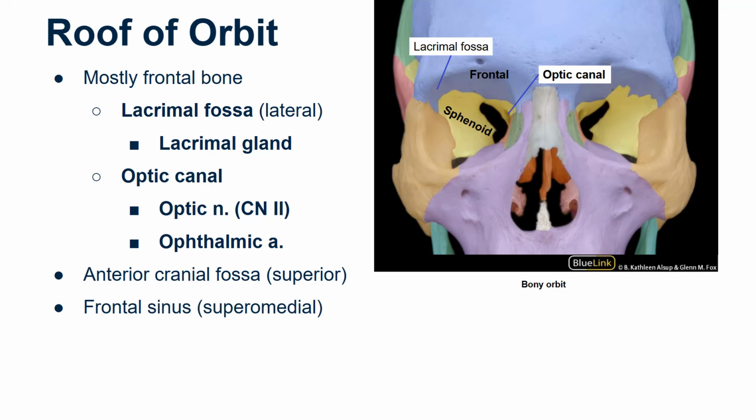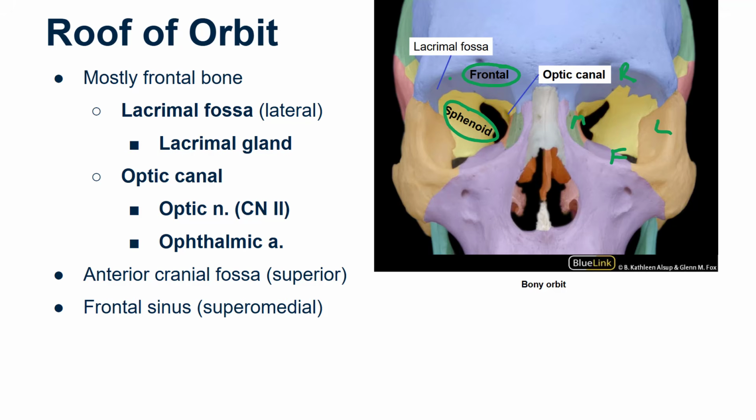Now there are four surfaces of the orbit. There is a roof, a floor, a lateral wall, and a medial wall. So let's take a look at what comprises these surfaces and any of the features of these surfaces that are pertinent to our study of the orbit and eye. So the roof of the orbit consists largely of the frontal bone, which is more anterior, and the sphenoid, which is a little more posterior.